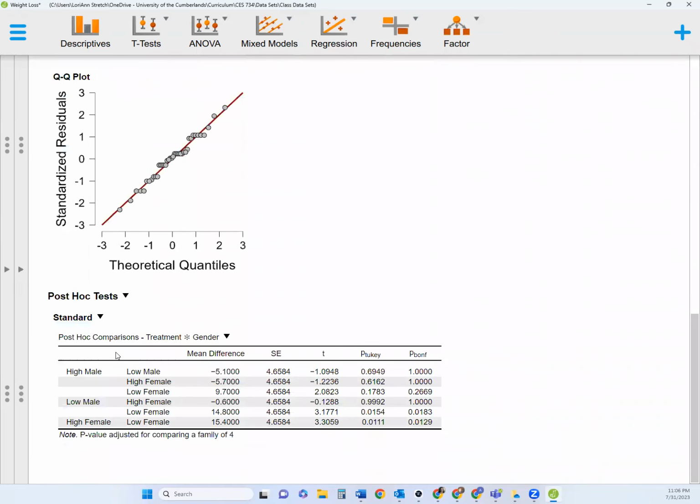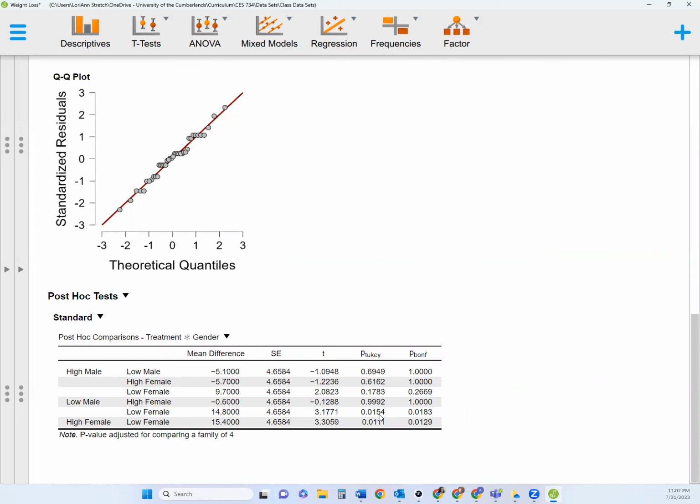So I'm going to scroll down. Here's my post hoc. This gives me my post hoc comparisons or pairwise comparisons. So my high impact male to my low impact male is not significant. You can see that here in both types of post hoc. Same thing for high male to high female, no significant difference. High male to low female, no significant difference. Low impact male to high impact female, no significant difference.